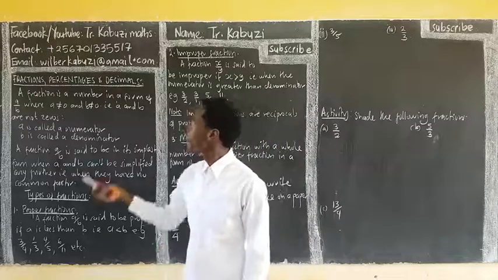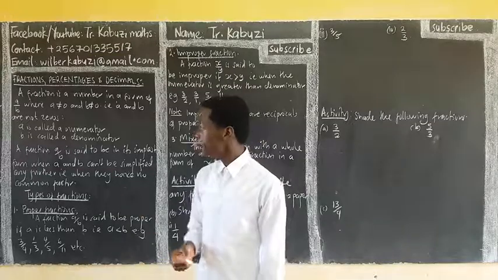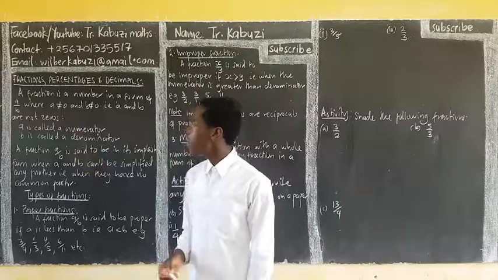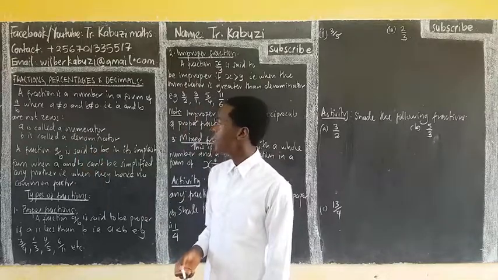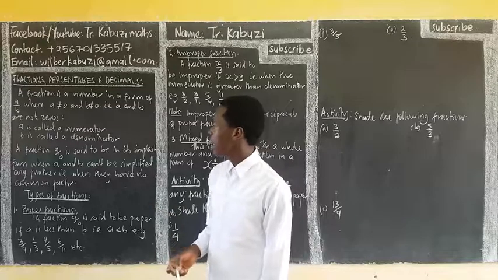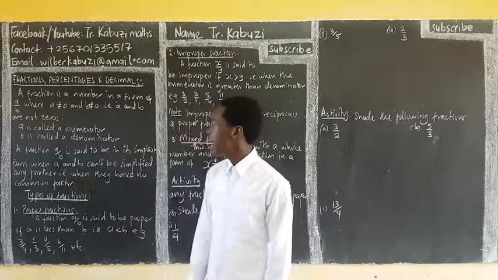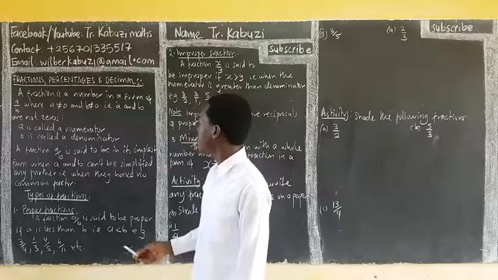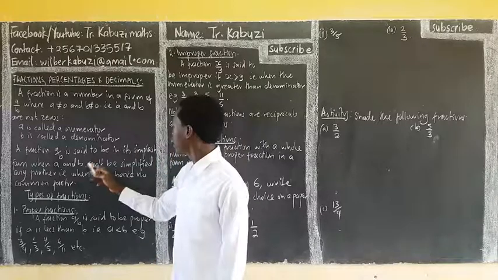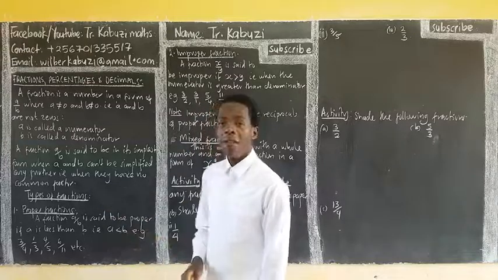But up there, A and B are just non-zeros. So A is called a numerator and B is called a denominator. A fraction A over B is said to be in its simplest form when A and B cannot be simplified any further, that is, when they have no common factor.